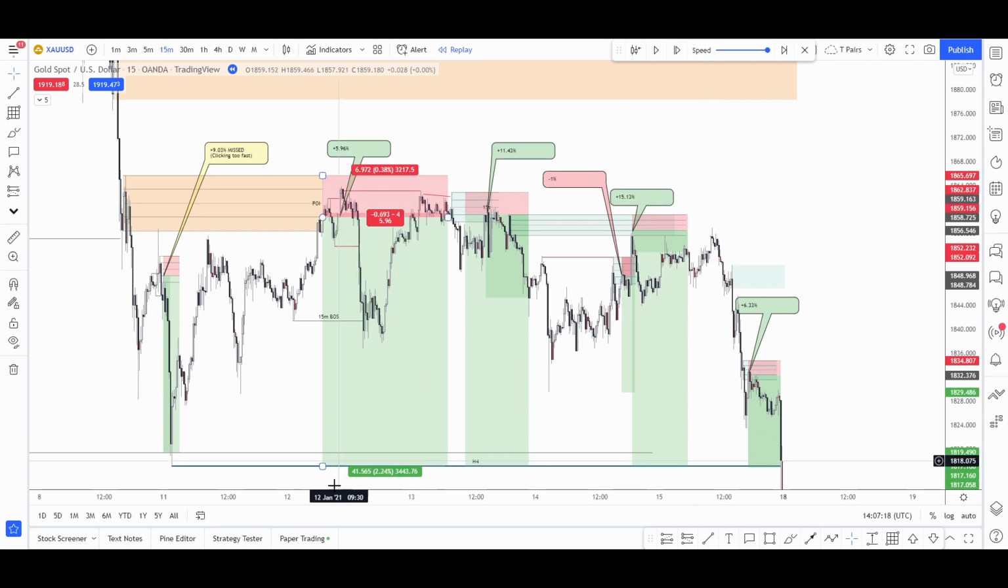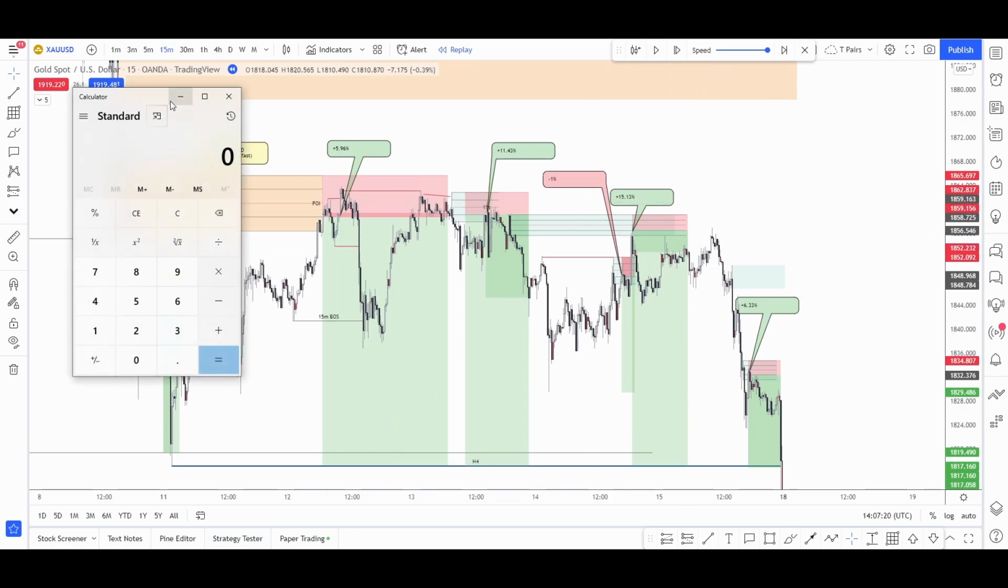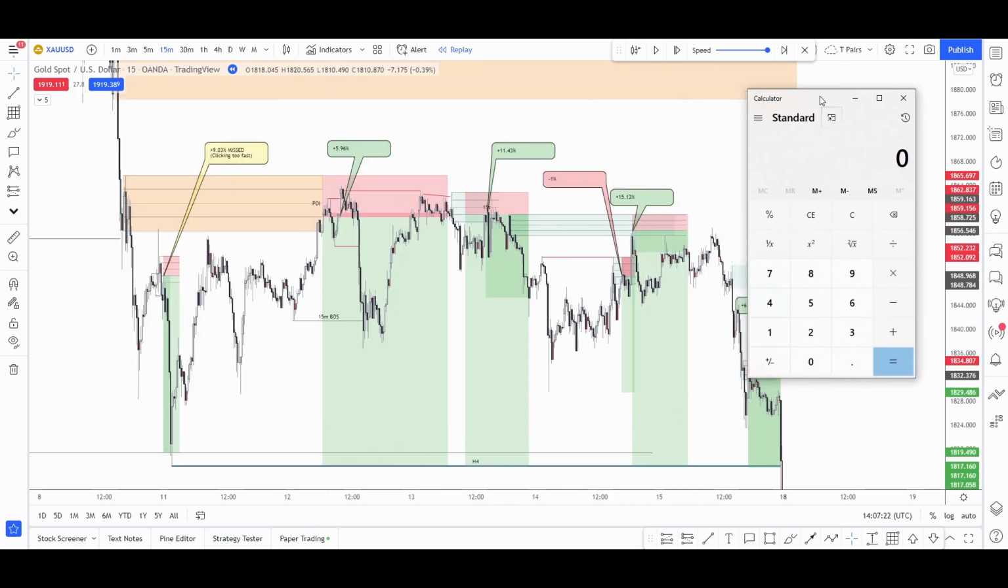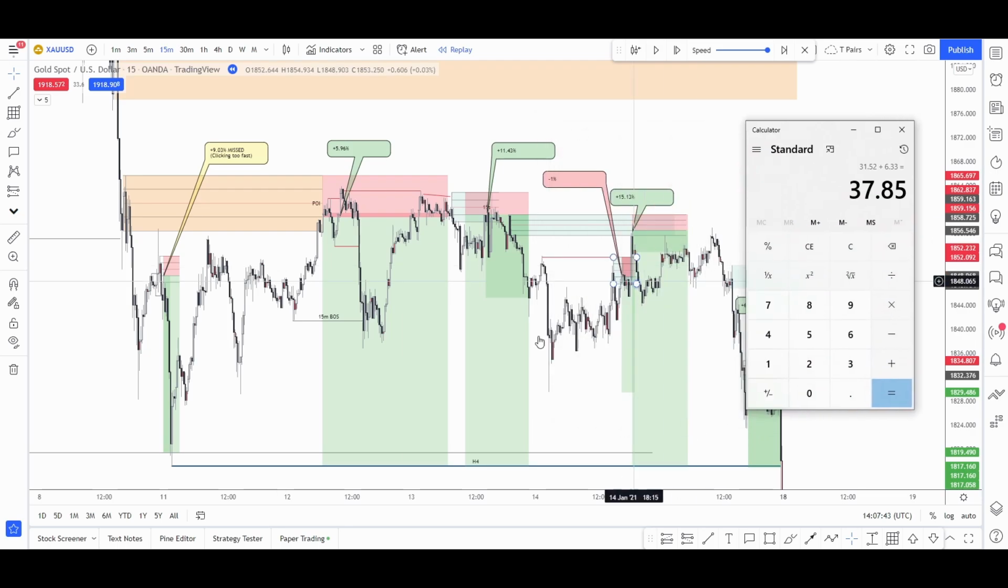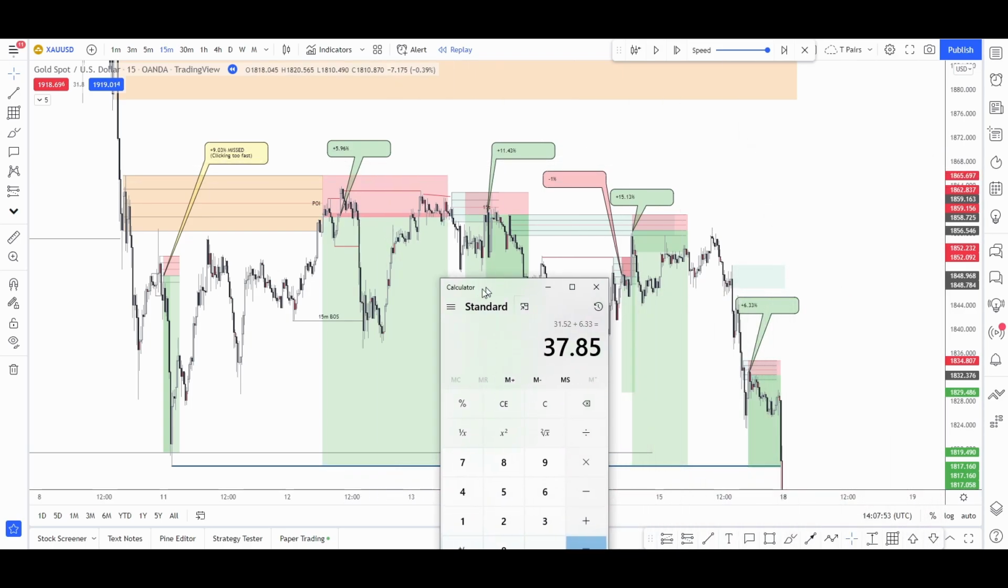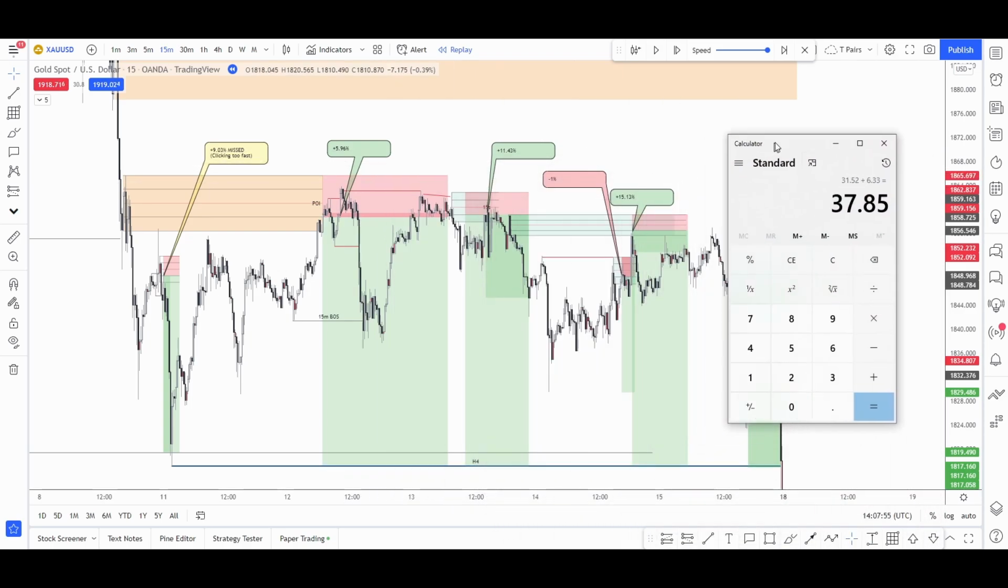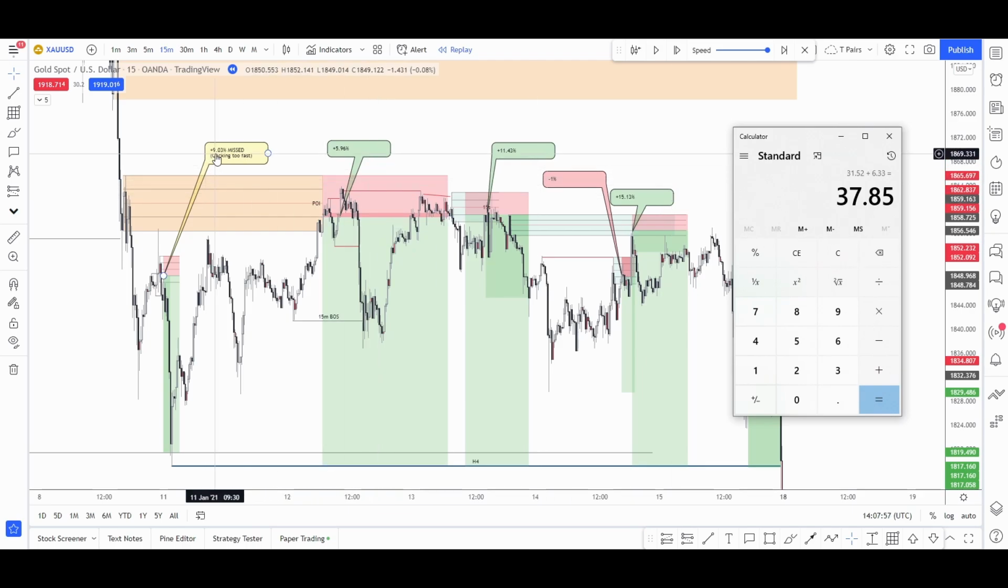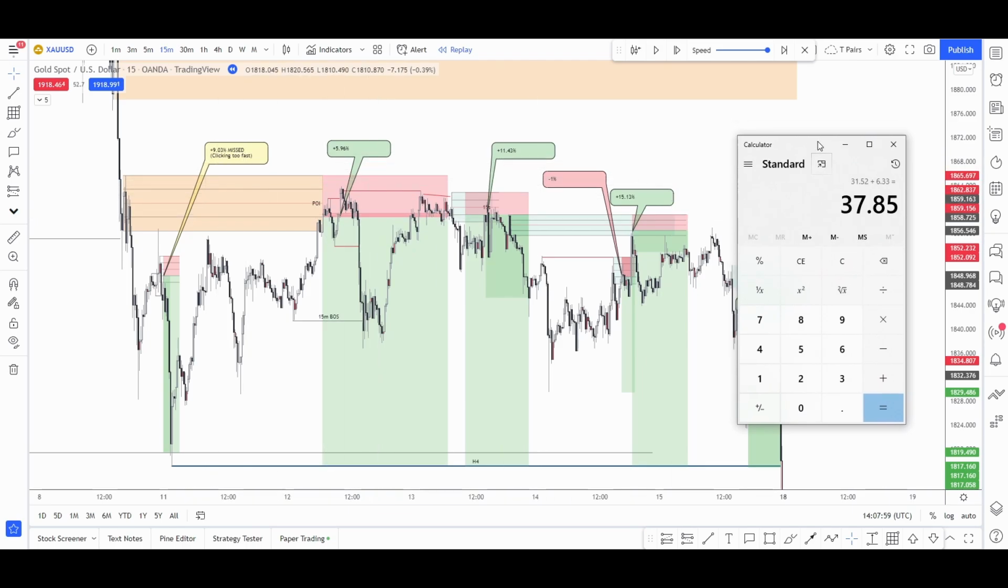Okay, so let's just add all of this up. 37.85. And we had a series of, actually you wouldn't be taking these, because we didn't get the break. There's probably other trades that I missed as well, but of the 5 trades that I took, and this isn't including the missed trade, that's a heck of a good week.